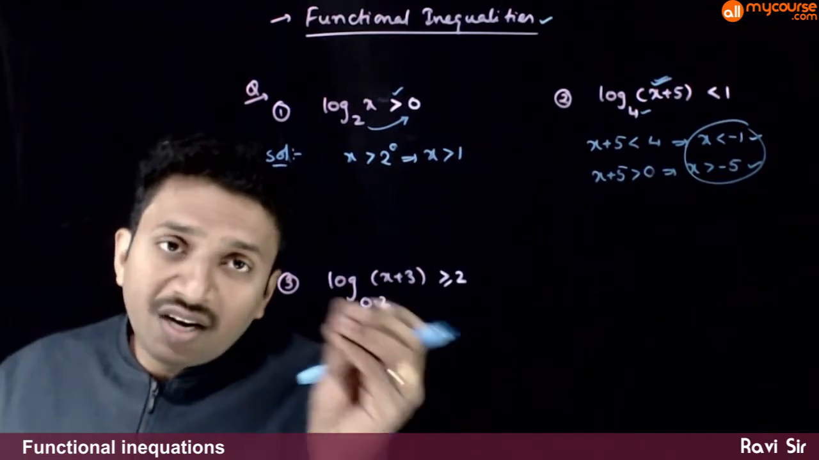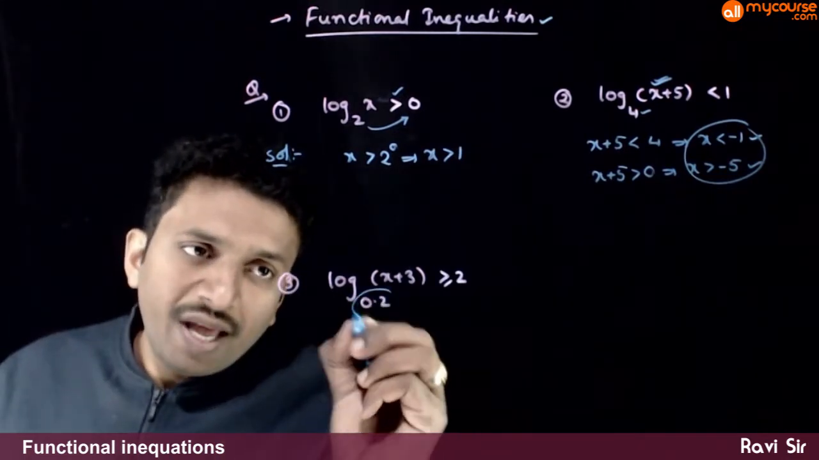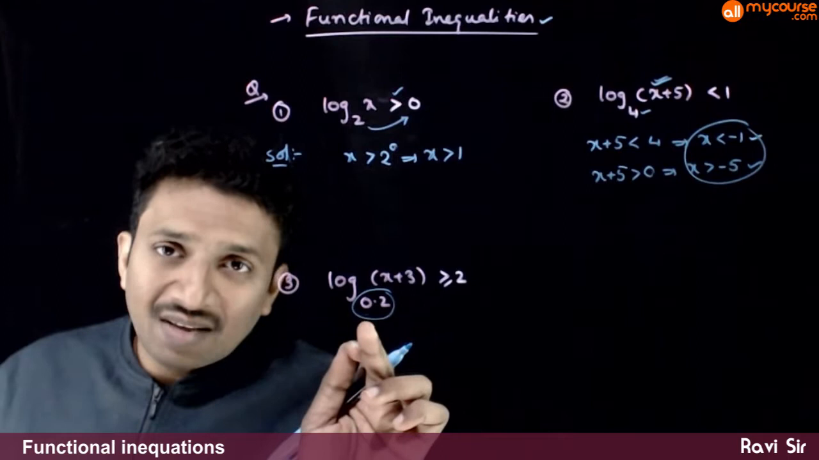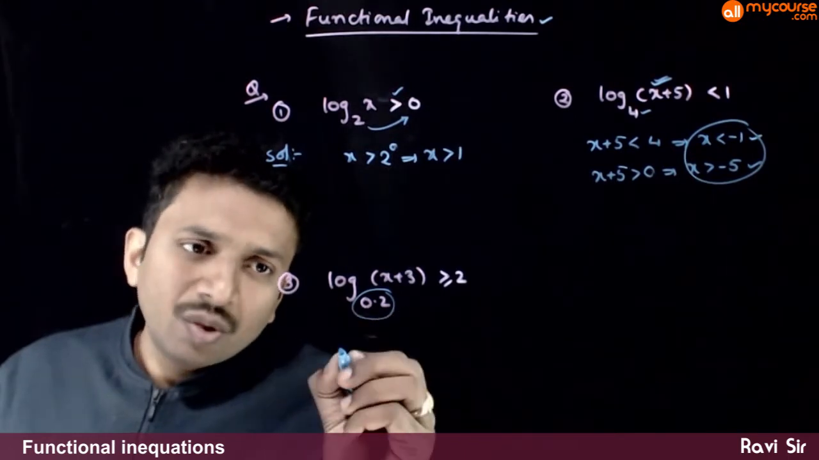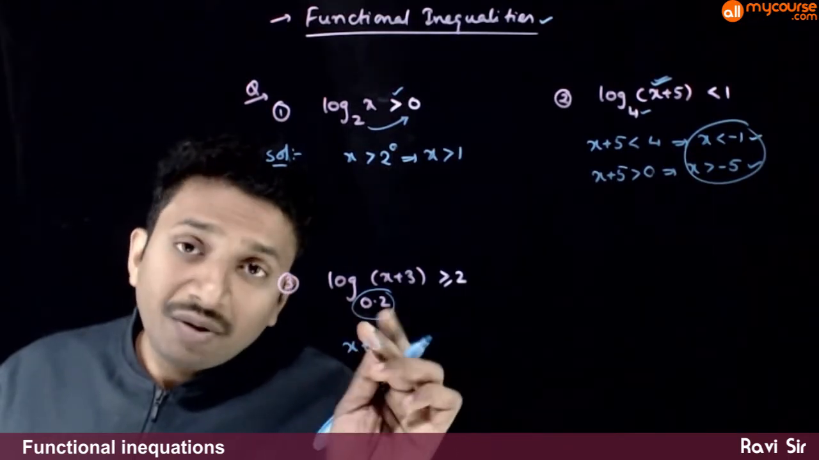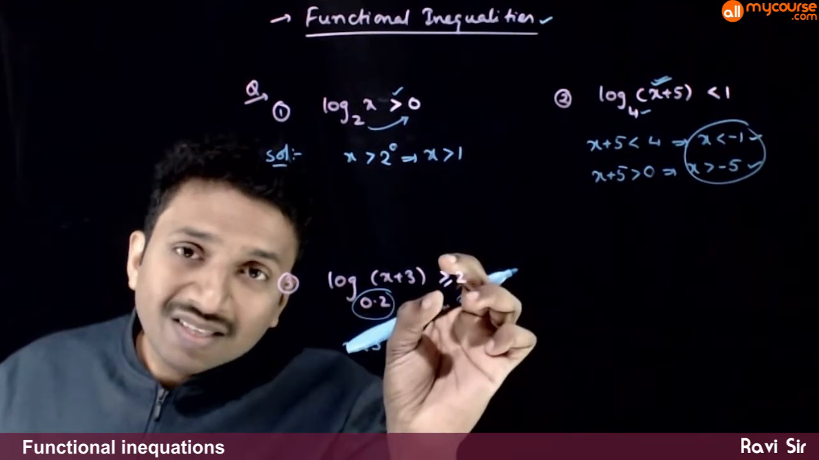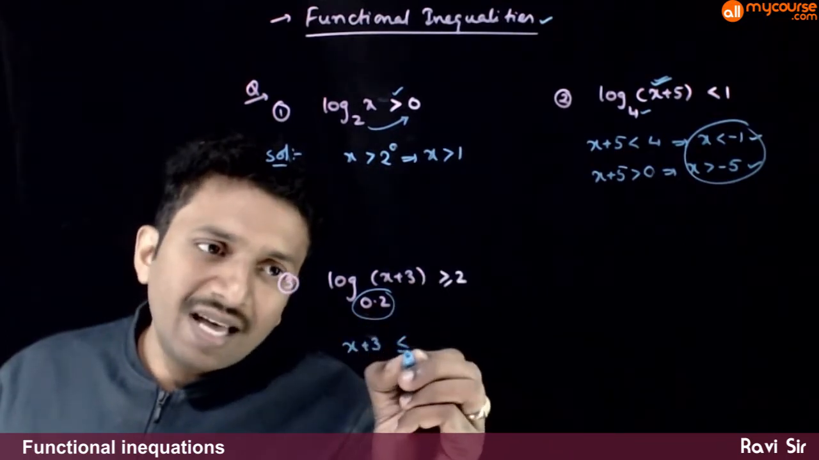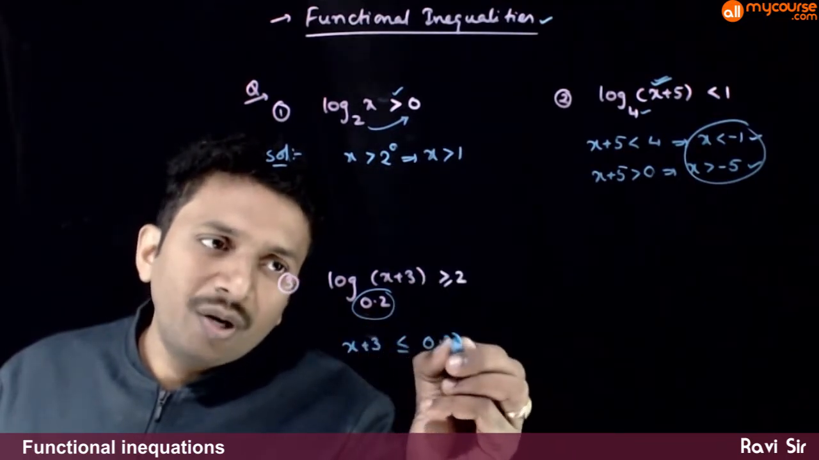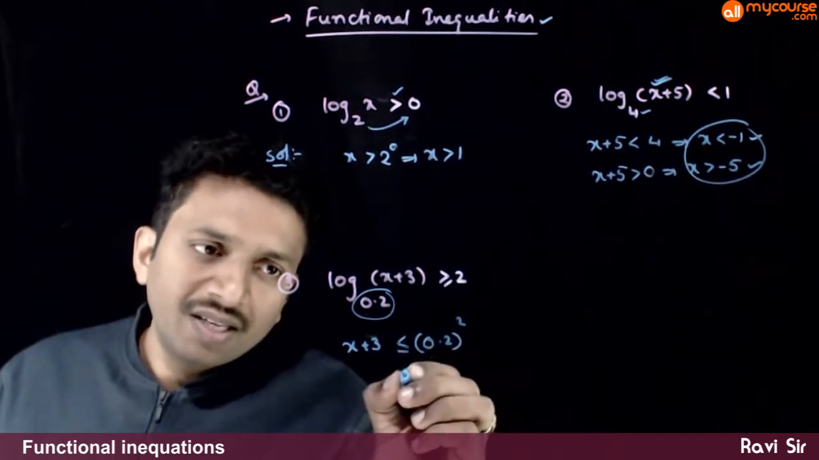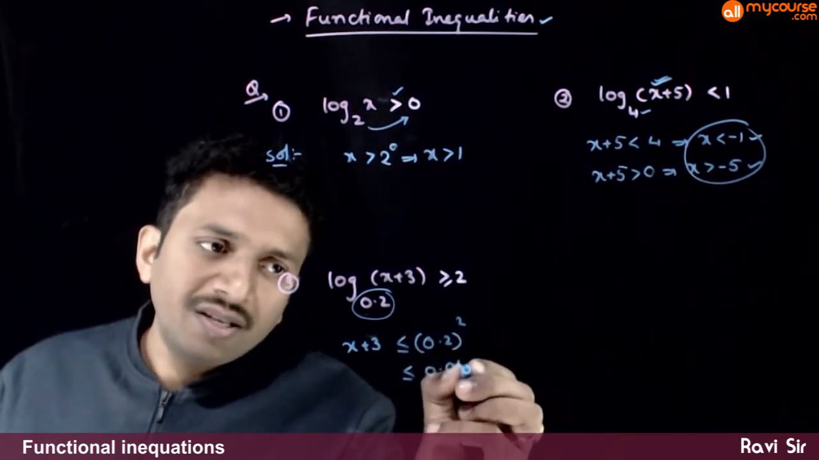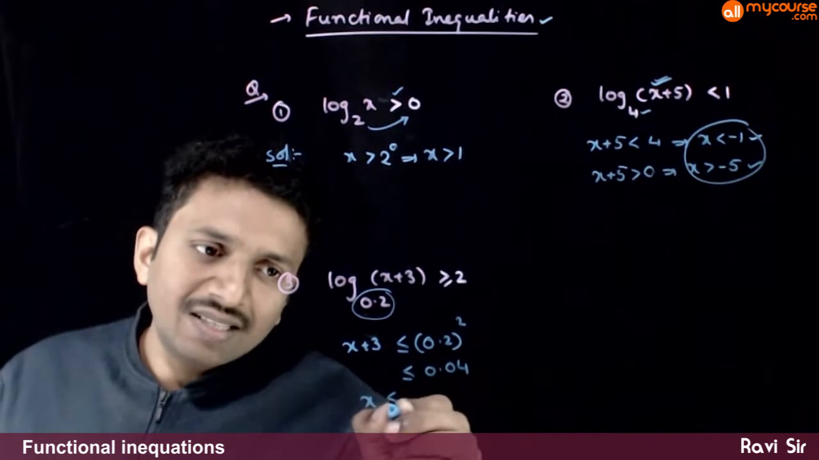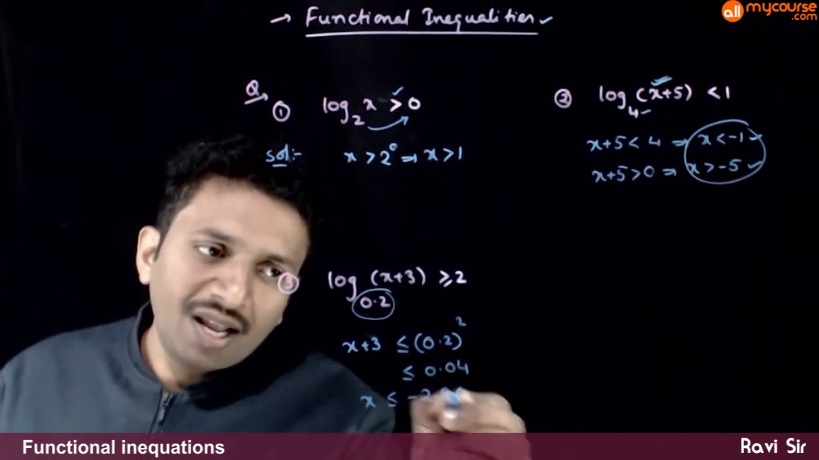So if you go for the third function, here the base 0.2 is less than 1, that is, in between 0 and 1. So for x plus 3, when you convert this into exponential form, the sign reverses. So it is less than or equal to 0.2 whole square, which is 0.04. So x is less than or equal to minus 2.96.